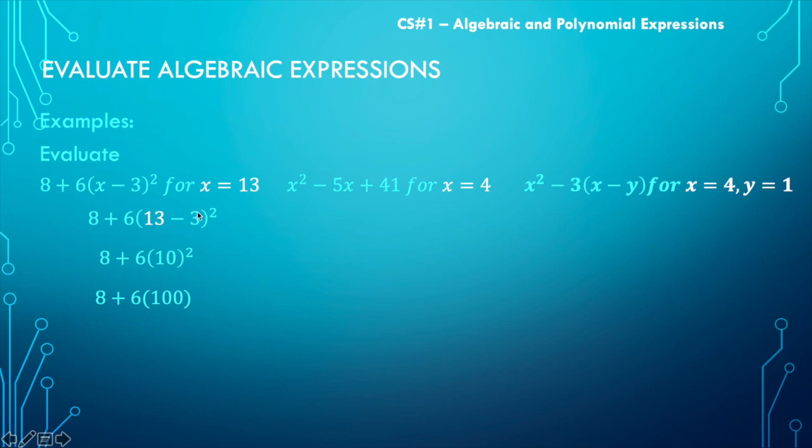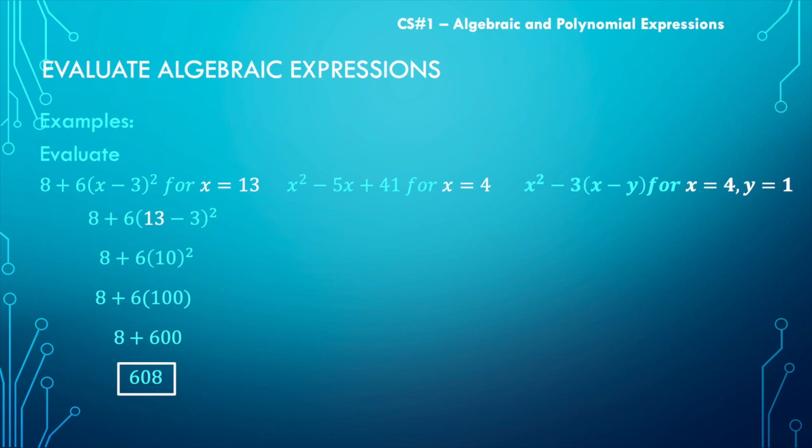Okay, next we're going to deal with any kind of multiplication and division, and we're going to go from left to right. So no multiplication here, no division here, but here we have 6 times 100, which is going to give us 600. And last, we're going to add these together, and we would get 608 as our final answer. Yay! And we are done with this particular example.